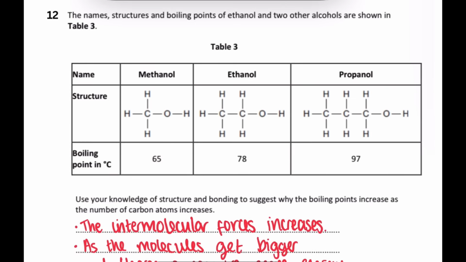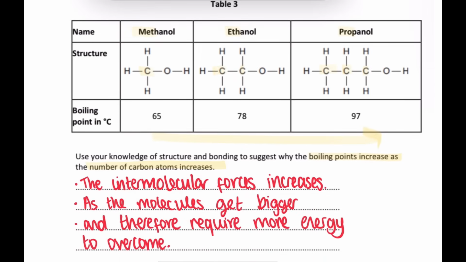Question 12. The name, structures, and boiling point of ethanol and 2 other alcohols are shown in Table 3. Use your knowledge of structure and bonding to suggest why boiling point increases as the number of carbon atoms increases. You can see we have 1 carbon, 2 carbon, and 3 carbon over here, and our boiling point increases. Now this is pretty simple. What we say is because the molecules get bigger, and this means that the number of carbons increases, the intermolecular forces also increase. This is because we're going to have more bonds.